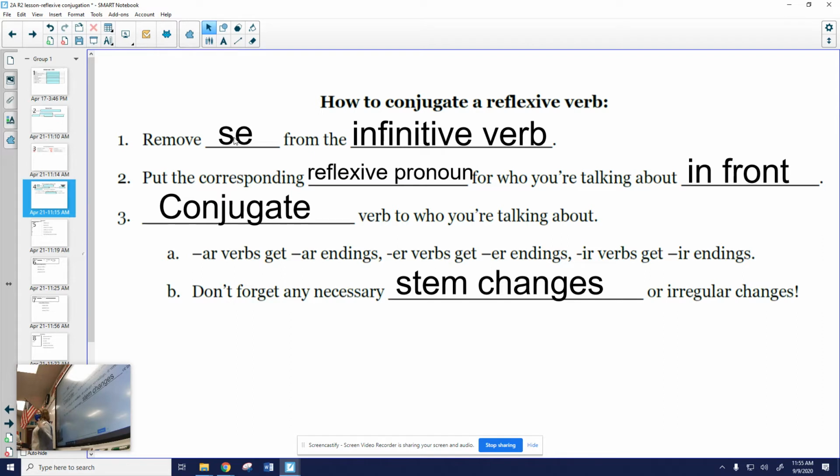For example, the verb ponerse means to put on oneself, but poner has an irregular yo form. So if you wanted to say, I put my jacket on myself, you would have to use the irregular yo form, me pongo.